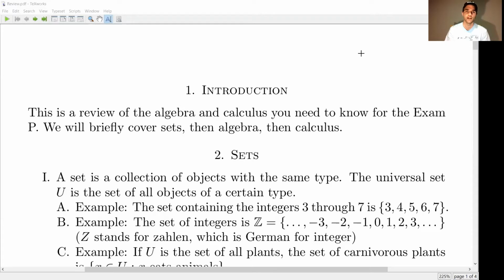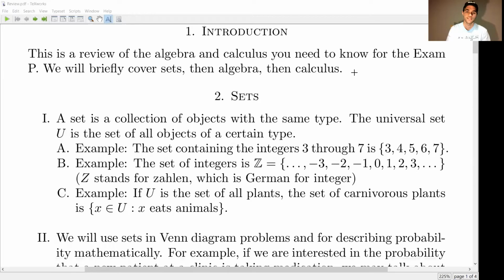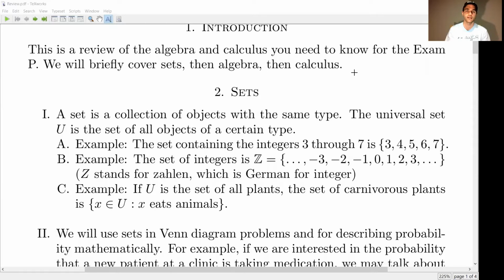Today we'll be reviewing the algebra necessary for the P exam. Let's start with sets. You think of a set like a bucket containing a number of items that all have the same type. The item can either be in the bucket or not in the bucket. You can't have anything midway.